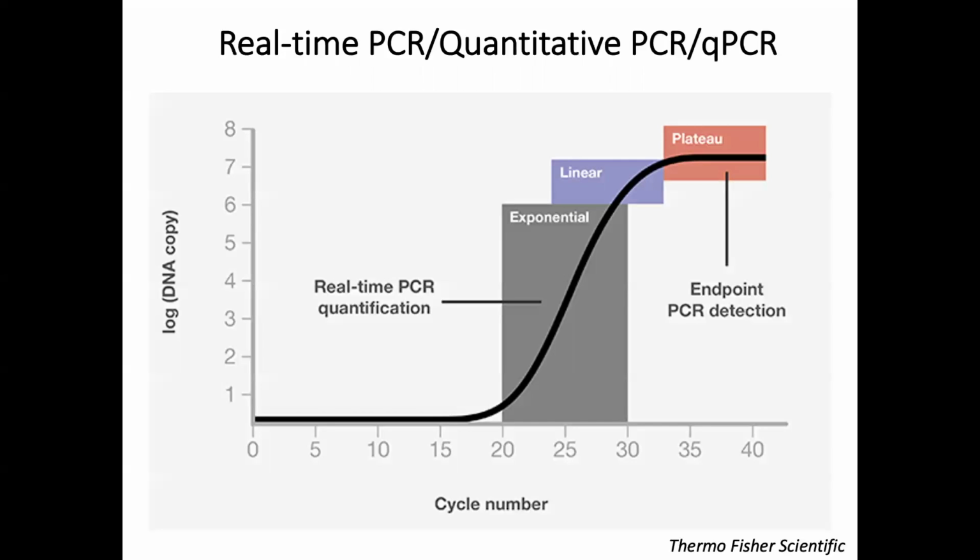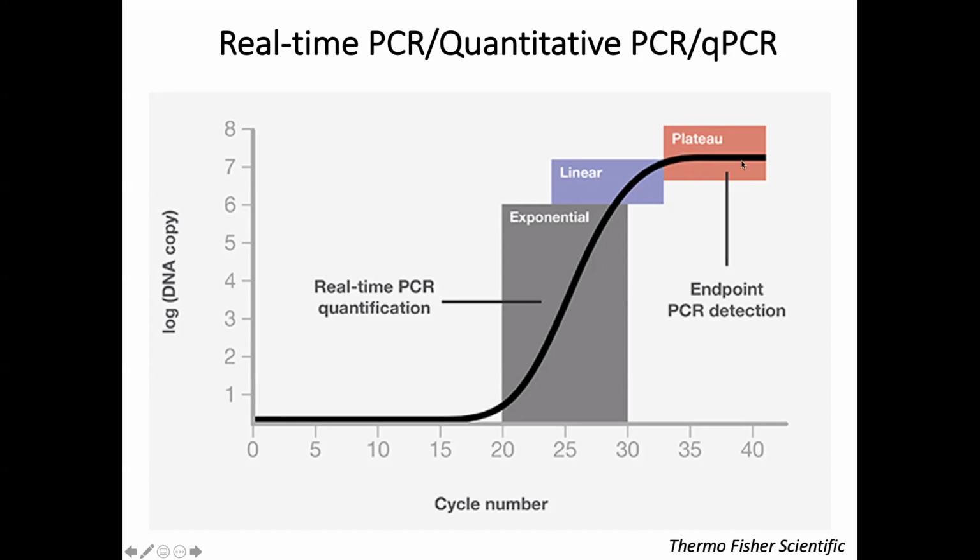This is a kinetic curve of a PCR reaction. The x-axis shows the cycle number of PCR, and the y-axis shows the relative DNA copy numbers. You can see the more PCR cycles produced, the more DNA molecules, okay? Interestingly, the amount of a PCR product has an exponential phase, a linear phase, and then finally reaches the plateau.